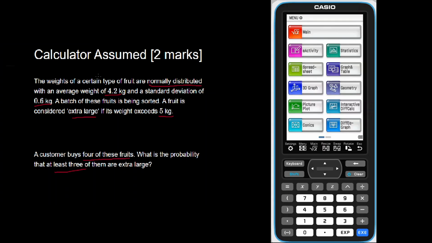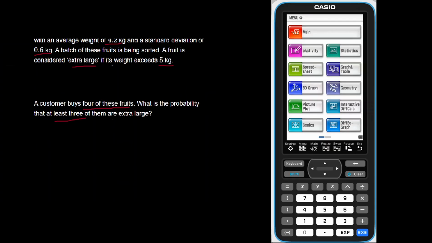them are extra large? So this is a question where we have a normal distribution that's turned into a binomial distribution because you start having multiple trials. Okay, so this is how we're going to do it. First of all, we have to define what the distribution type is. So X is normally distributed, so it's a norm. And I like to say that our mean is 4.2 and our standard deviation is equal to 0.6.